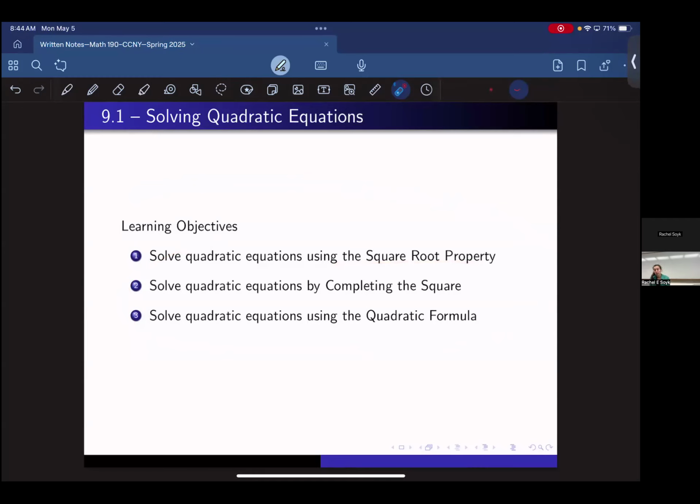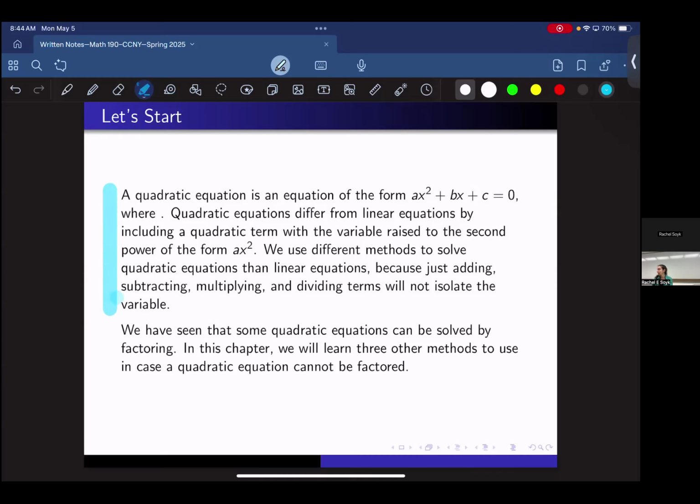So let's begin. I might have two students read this for me. Let's see. Jalen, I'll have you read the blue, and Jaden, I'll have you read the yellow.